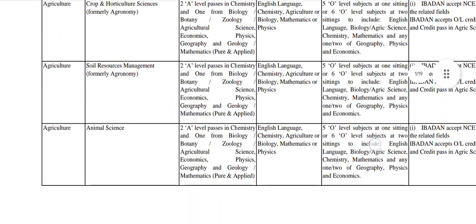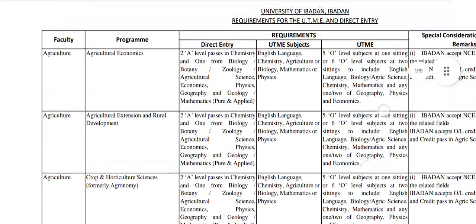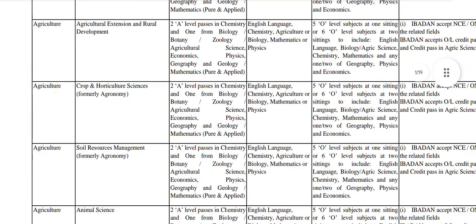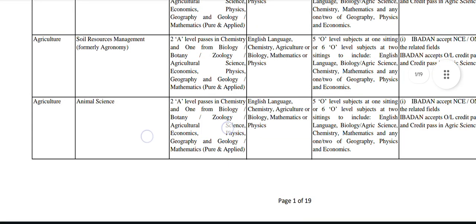So you can say you have identified the course you want to apply for in a faculty and all that. So you come under this direct entry column. You check here. When you get to animal science, you see A level, two A level passes in chemistry and one from biology or botany or zoology or agricultural science, economics, physics, geography, and geology or mathematics, which may be pure or applied.